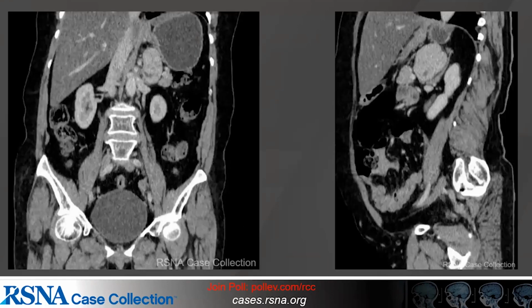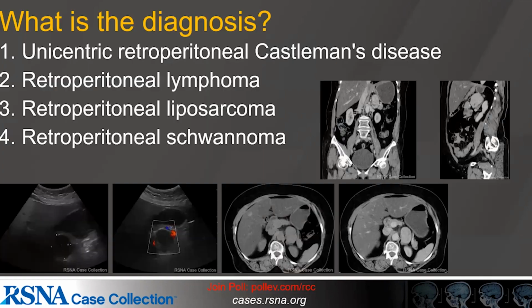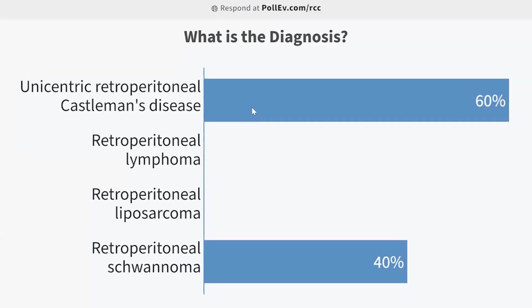And then the coronal and sagittal representative images showing a little bit of heterogeneity, a little bit of lobulation of this ovoid interesting mass. Next slide, please. And so is this unicentric retroperitoneal Castleman's disease? It's been also referred to as angiofollicular lymph node hyperplasia. Is this retroperitoneal lymphoma? Is this a retroperitoneal liposarcoma or a retroperitoneal schwannoma? And we see the representative images here. So we can go to the Poll Everywhere slide.